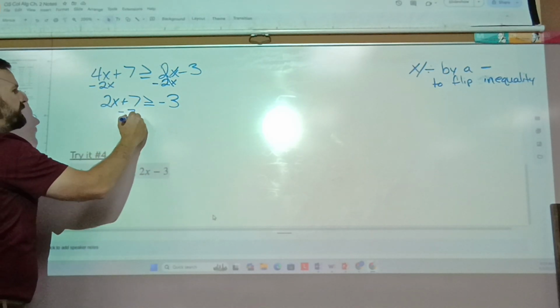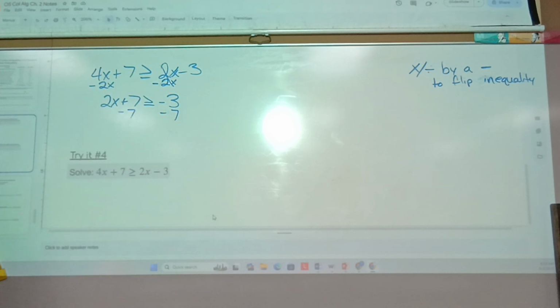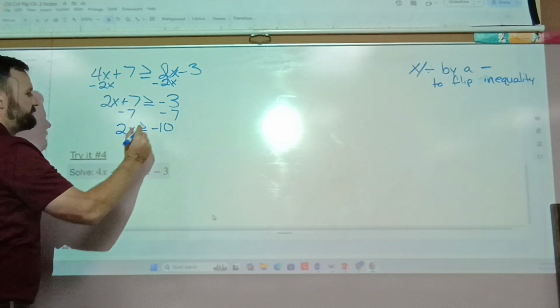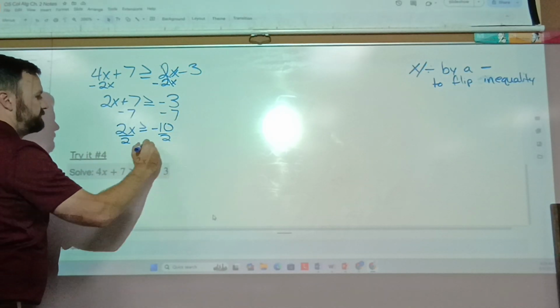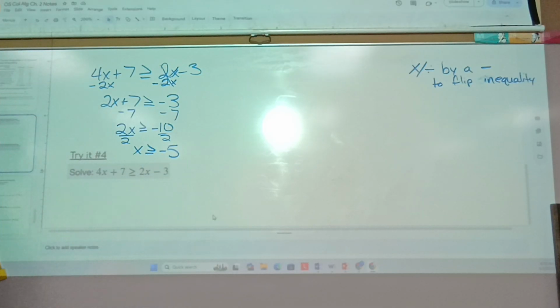Subtract over the 7. Now, when you have variables on both sides, you can always make sure your x stays positive, right? You just subtract over the smaller. 2x is greater than or equal to negative 10. Divide by 2. Ta-da.